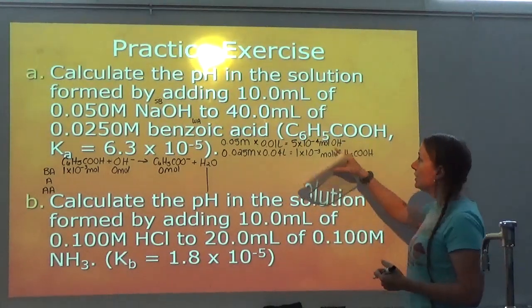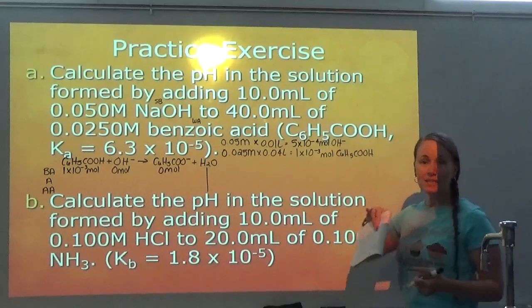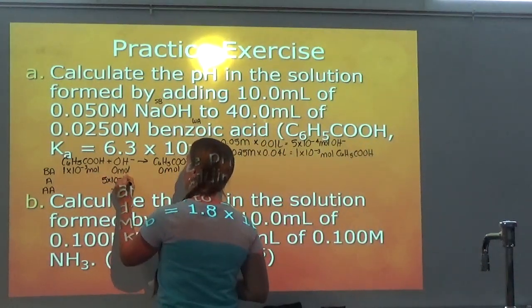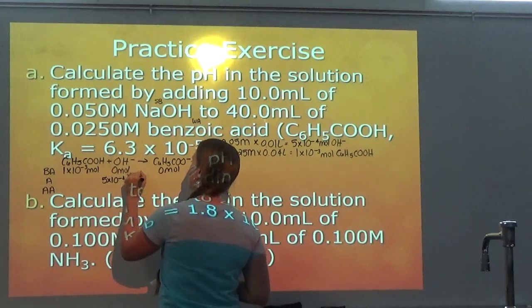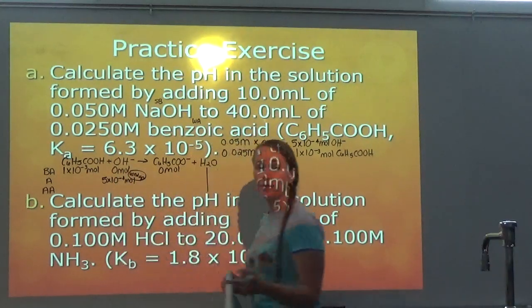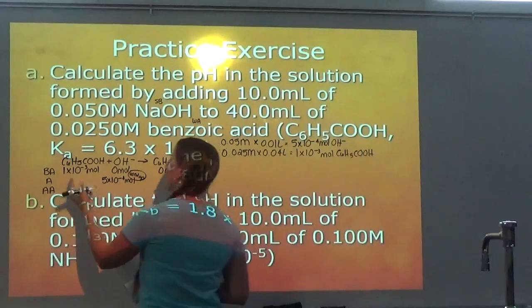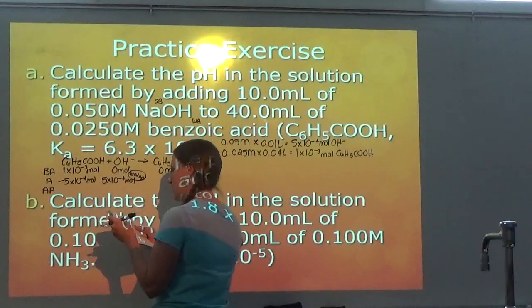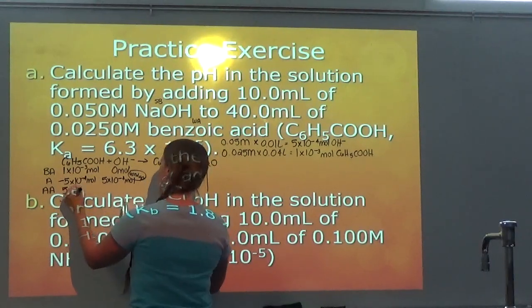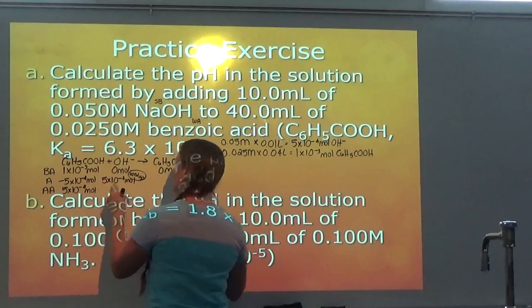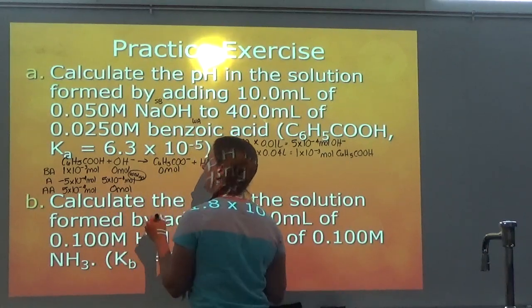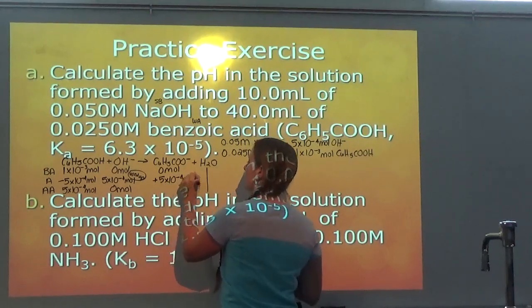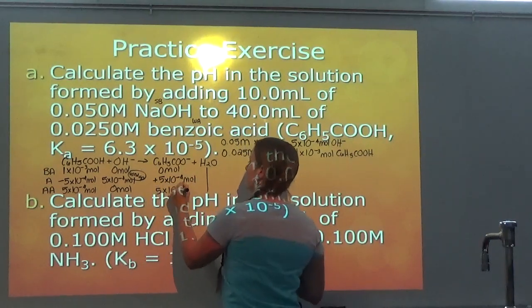Alright, so the addition itself is the 5 times 10 to the negative 4 moles of base. But remember, that addition is going to be used up, because it's going to react with the acid. So I subtract that much from the acid, and so I end up getting 5 times 10 to the negative 4 moles. Here, because it's used up, I end up with 0, and then I'm going to add that addition to my conjugate base. And I get 5 times 10 to the negative 4 moles.